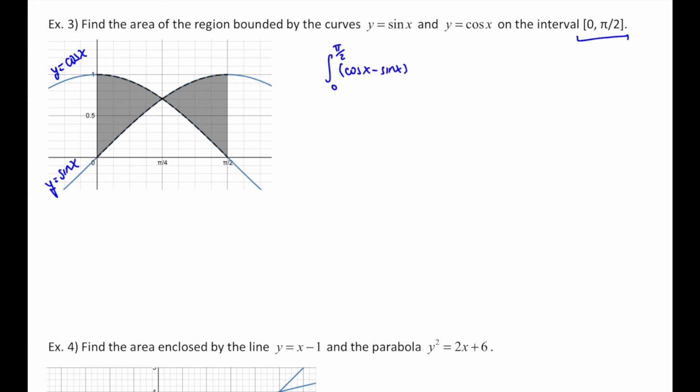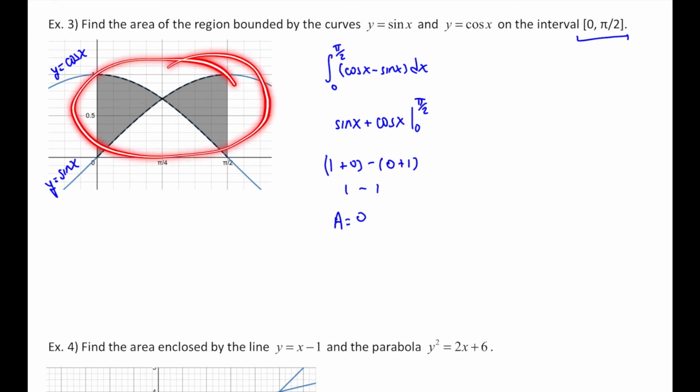Integrating, we're going to have sine x plus cos x, evaluated from 0 to pi over 2. And so plugging in pi over 2, we're going to have 1 plus 0, subtract, substitute in 0, we're going to have 0 plus 1. We got 1 minus 1. Uh-oh, the area is 0. Well, that doesn't make sense, because clearly there is area there. So it can't be 0.